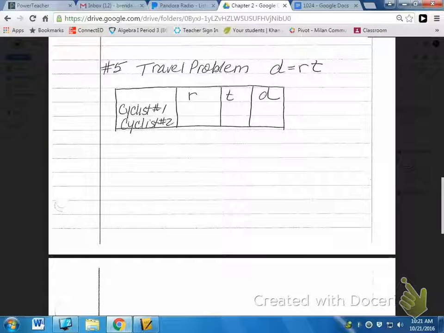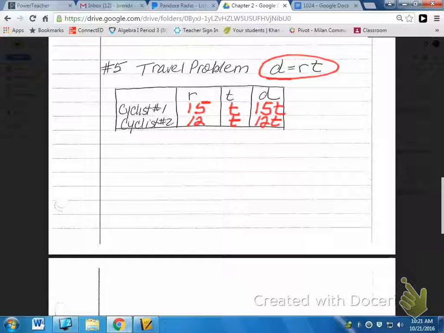problems. Okay, so here's my 2 cyclists, right? Cyclist 1, how fast is he going? 15. So his is 15. The time, we don't know, t. But the distance traveled, look at the formula. Distance is rate times time, so it would be 15t. How fast is the second cyclist going? 12. And it's the same amount of time, so that's t. So how far did he go? 12t. So here's the thing you got to think about when you're setting these up.